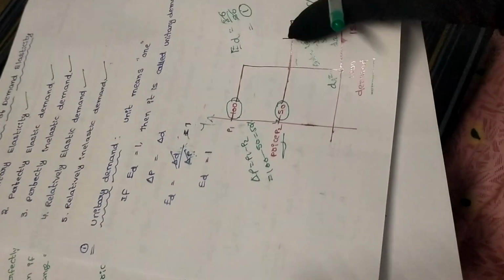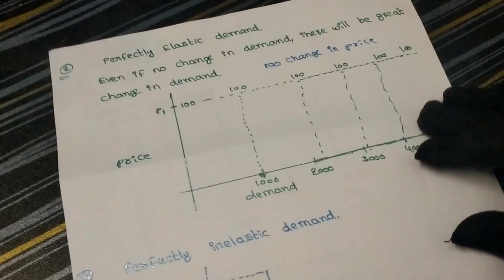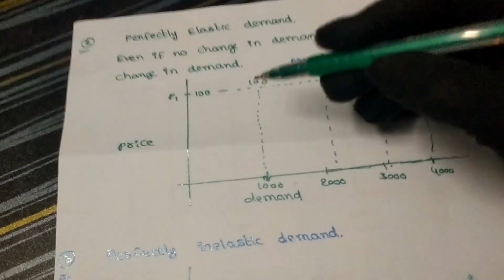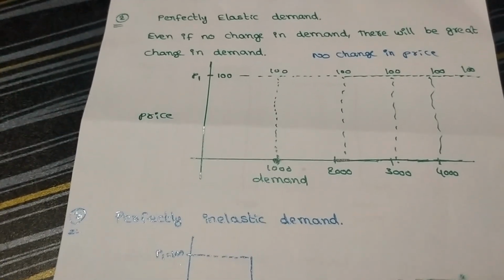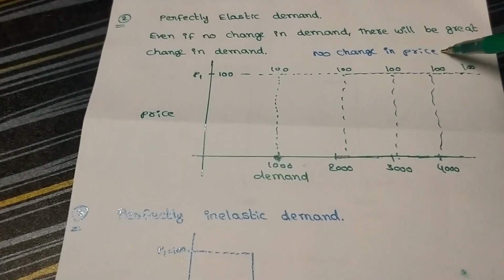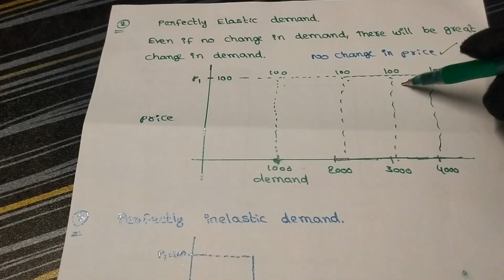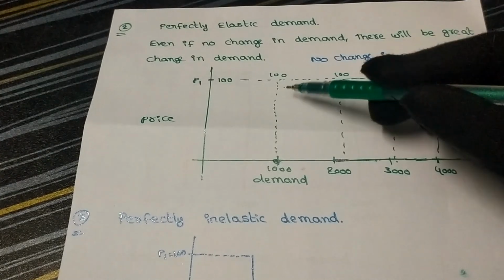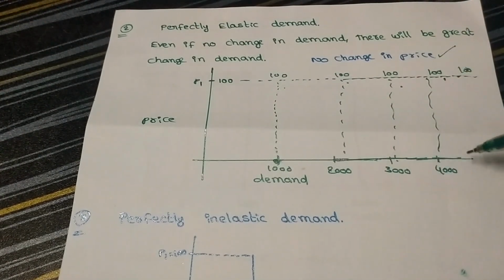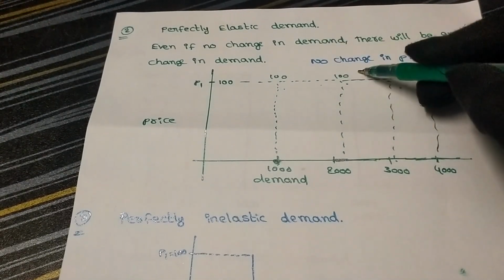This is the first type of demand. And coming to the second type, what is the second type of demand? Perfectly elastic demand. Perfectly elastic demand means here first the price will be 100, and there will be no change at all in the price. Price will be constant. Suppose yesterday 100, today 100, tomorrow 100 and the day after tomorrow also the price is constant. There is no change in the price, but the demand is increasing day by day. So that's why it is called perfectly elastic demand.